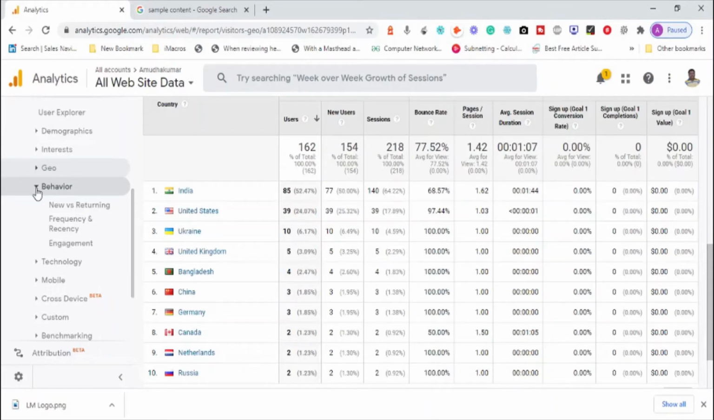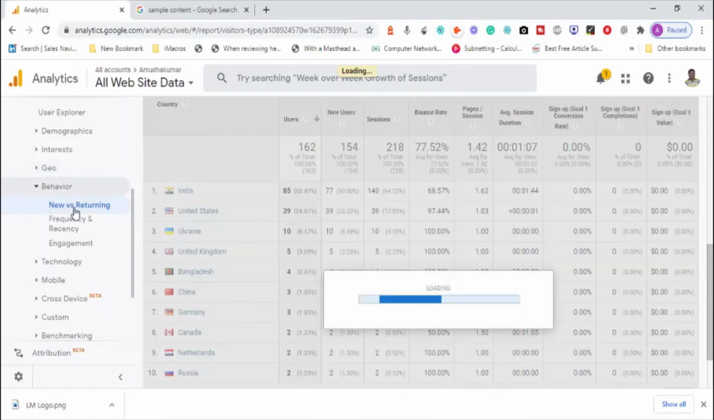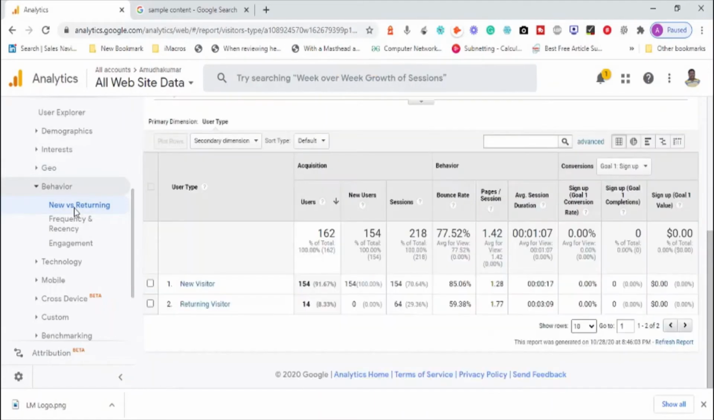Now, one concept we have is new versus returning. Even before getting into the metric, you can understand what new versus returning is, which means how many new people came to your website, and out of this, how many people came to your website again and again. New visitors: 154 new visitors came, and returning visitors: only 14 people have visited the website again and again. Now, what do we infer from this?